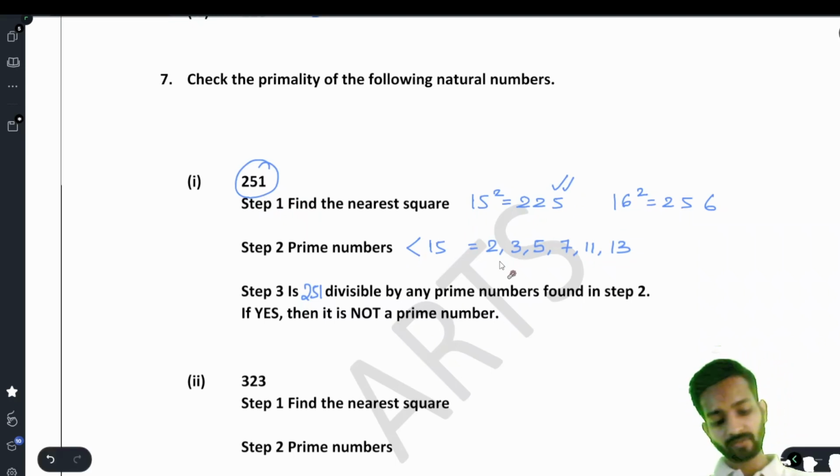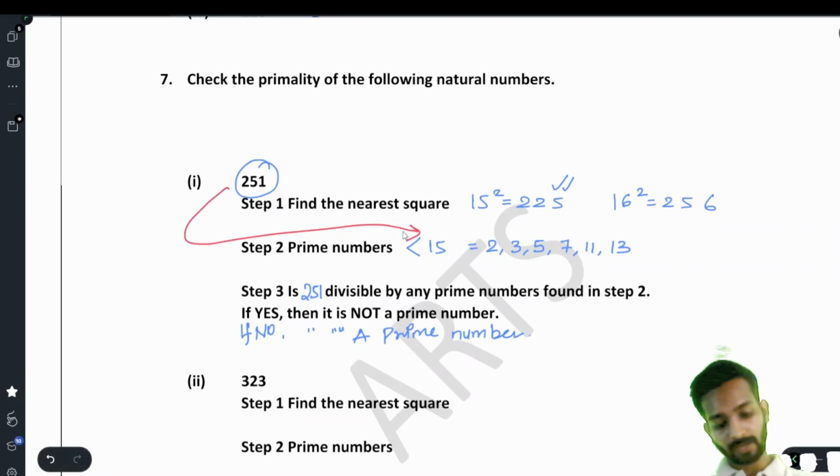You cannot divide 251 by 2, you cannot divide it by 3, and 5 no chance, because you need 0 or 5 at the end to divide it by 5. By 7 also you cannot divide, and 11 and 13 also you cannot divide 251. So if no, then it is a prime number, because you cannot divide 251 by any of these prime numbers 2, 3, 5, 7, 11 and 13.